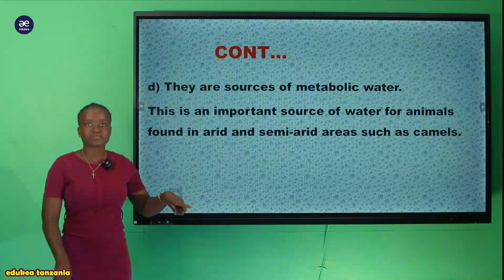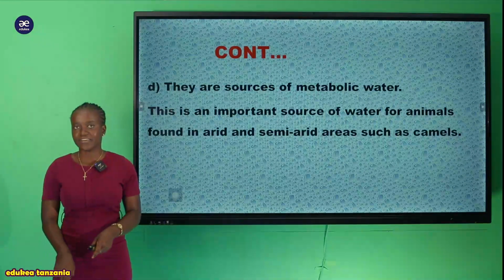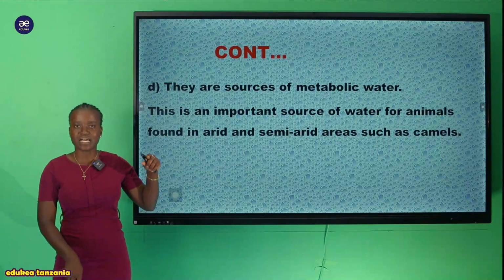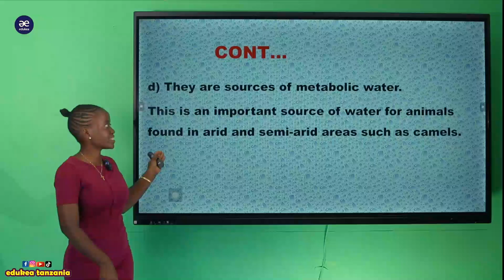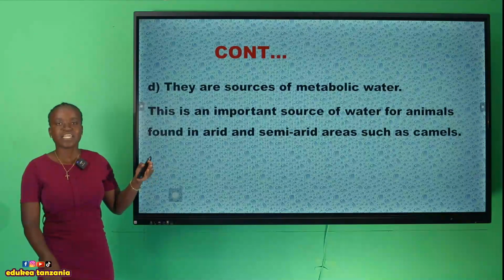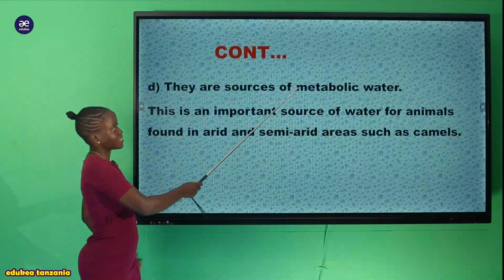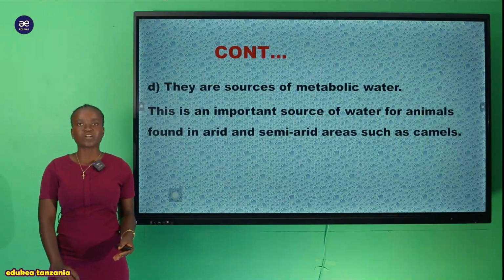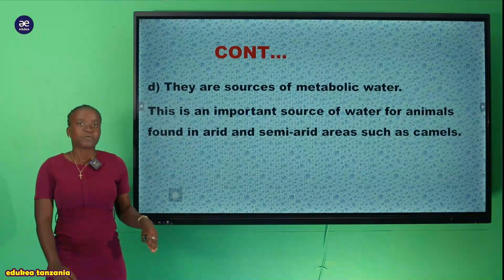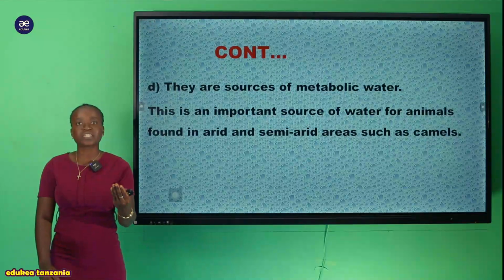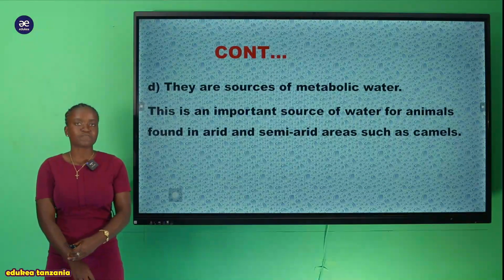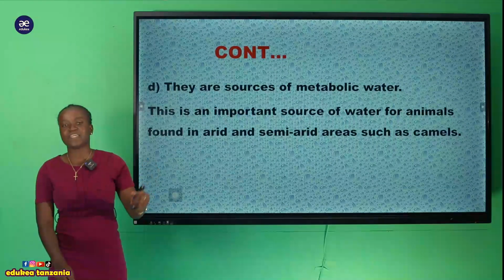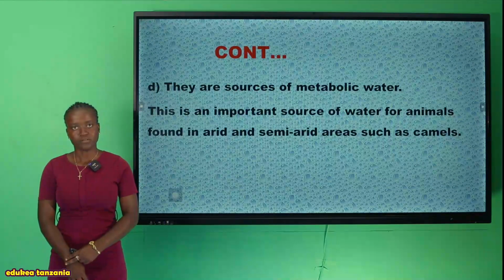Why do the camels tend to survive in arid areas? It's just because they have these lipids. So the lipids which are found within it, they are used to make the metabolic water. So the metabolic water will be used within the body, while the camels are not drinking any water, because of the presence of a lipid which is found in the back of their body.